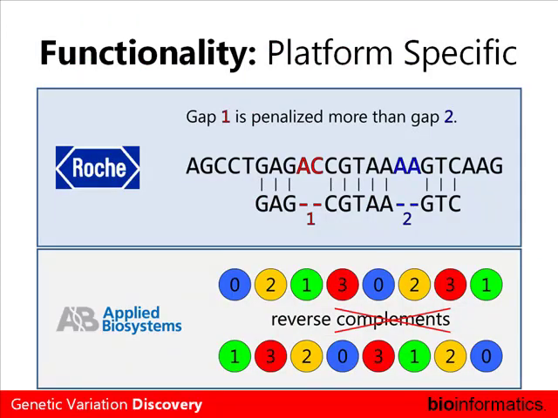We also have a lot of platform-specific things. I'll just mention two of them. One is when you're aligning 454 reads, you're going to have a lot of these gaps opening up. However, you don't want to penalize a gap that occurs in a homopolymer as much as you would penalize something that appears elsewhere. So in this case, we don't penalize this gap as much as gap number one for 454.